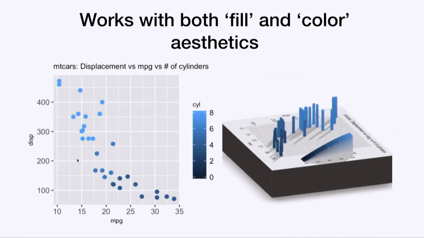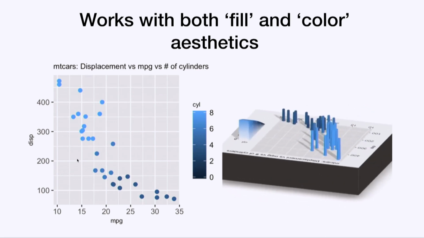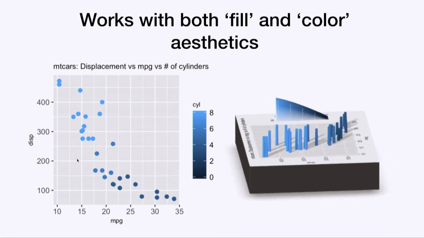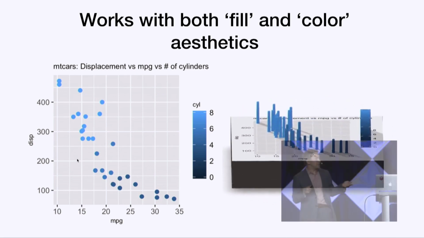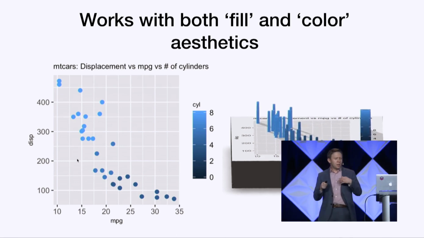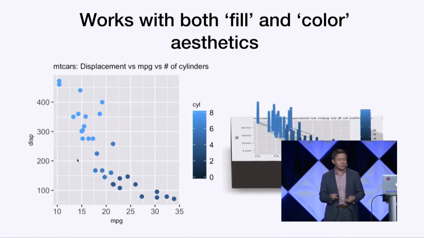plot_gg works with both the color and fill aesthetics, and rayshader automatically detects which one you used. Here I used the color aesthetic in a point geom, which is then projected to 3D. If you have a complex plot that uses both, you can specify in plot_gg which one to use.